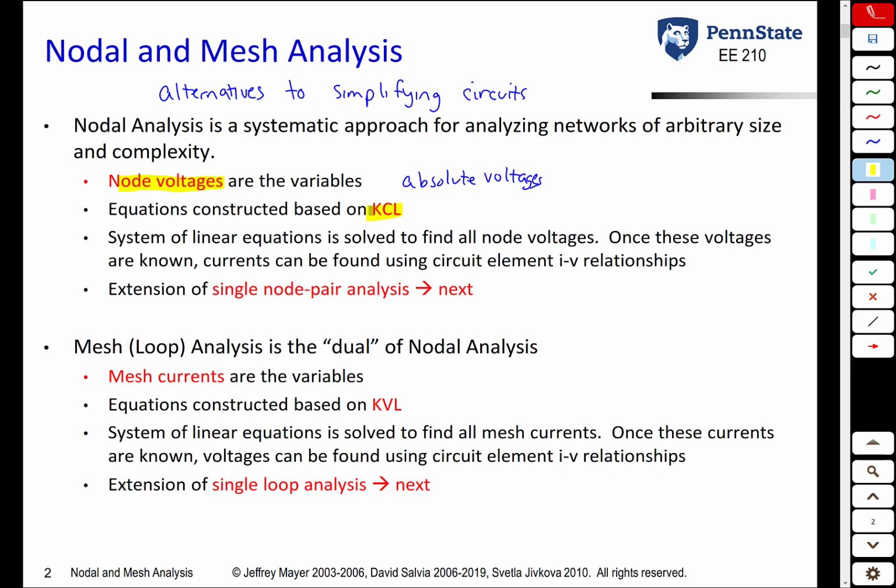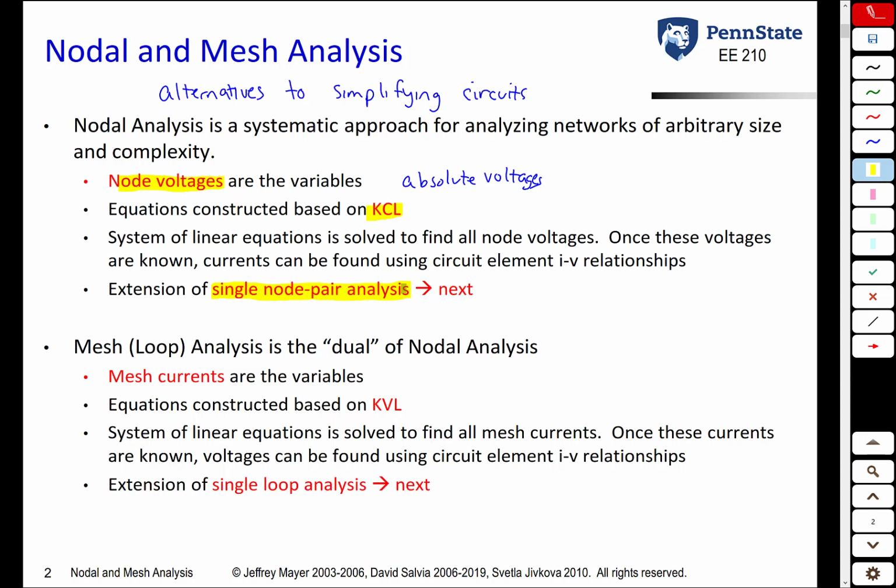We're going to come up with a system of linear equations that we're going to solve to find all the node voltages. Once we know all those node voltages, you could find any current or any power you need by doing simple relationships. We're going to see that nodal analysis is an extension of single node pair analysis, which we will look at first.